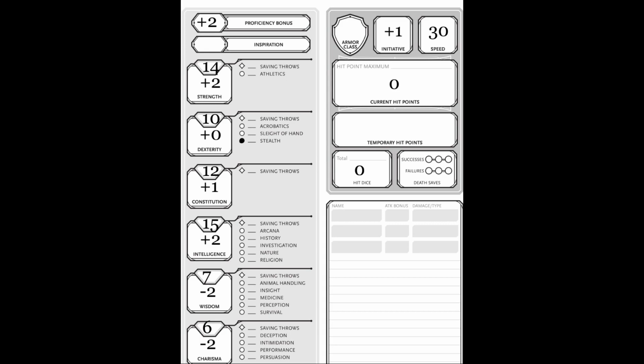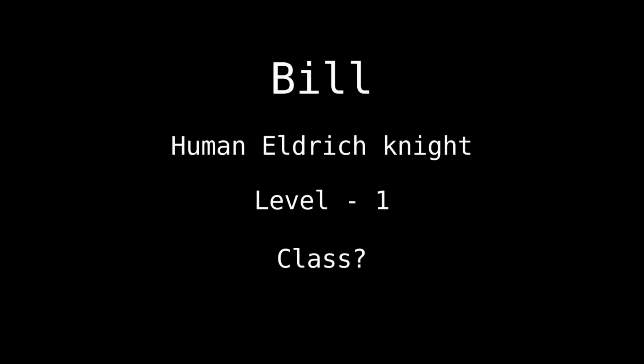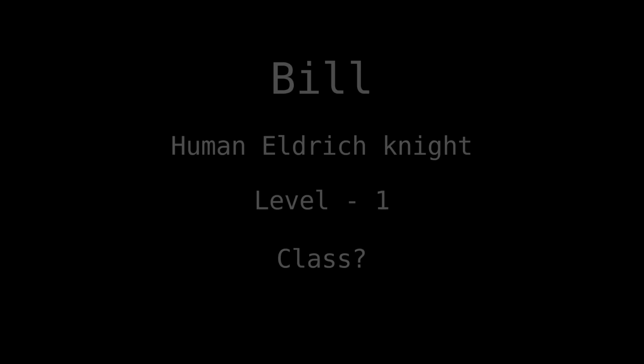Alright, Bill's background and race are all selected, so it's time to take our first level. When we take our first level, we get to choose 3 nodes from among a class tree or up to 3 class trees. But the first one we take will determine our main class for the rest of the character. For Bill, I'll be picking Fighter.